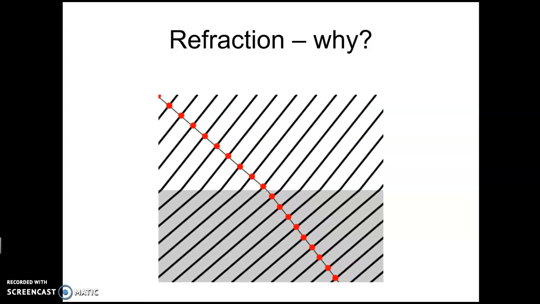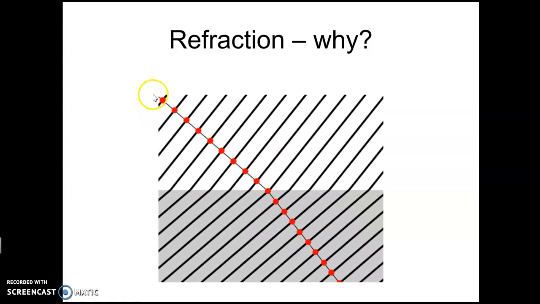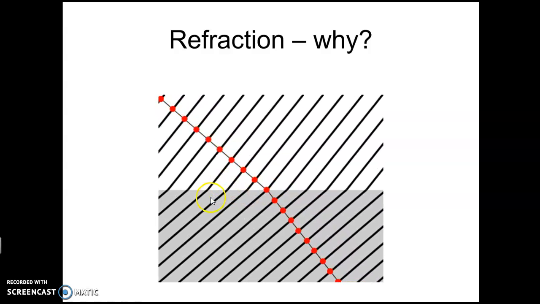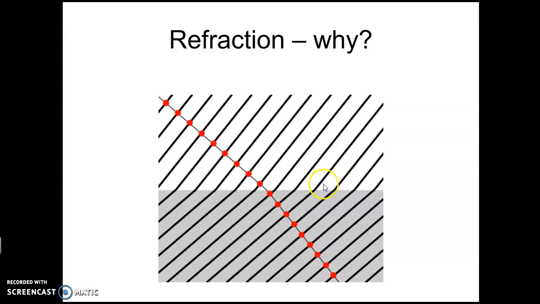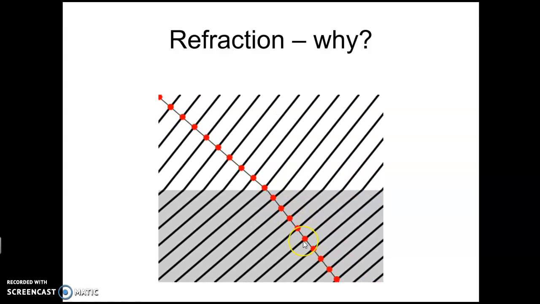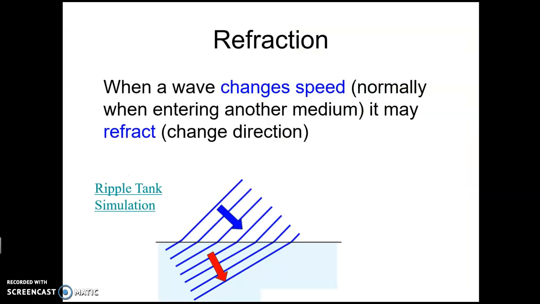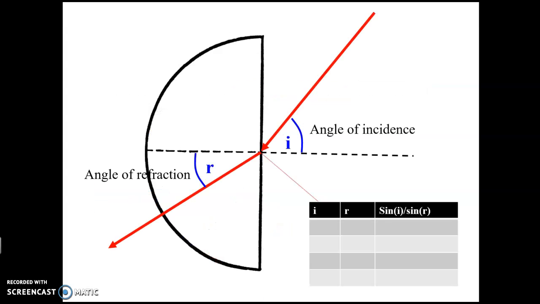Okay, why does this happen? It's because the waves slow down. You can see here the waves coming in. These could be water waves or whatever. This side of the wave slows down first before this side, so it has the effect of bending the wave. So light slows down when it goes from air into glass or water, which causes it to bend. It changes speed. The waves get closer together. But the frequency, the number of waves per second, stays the same.